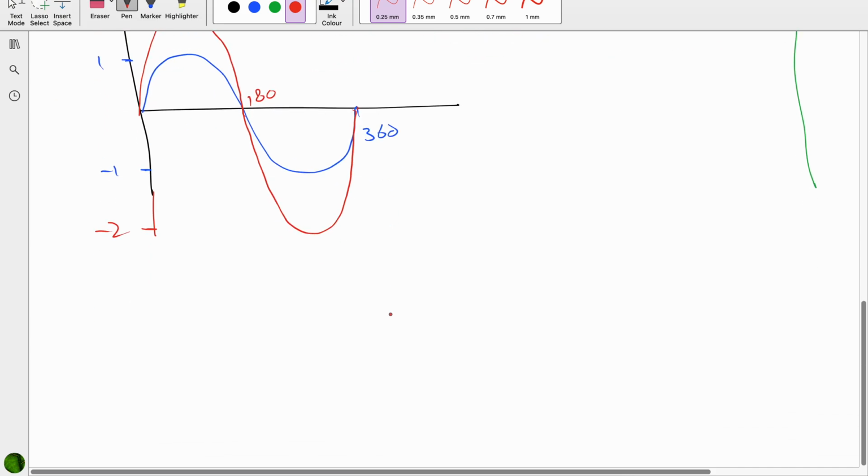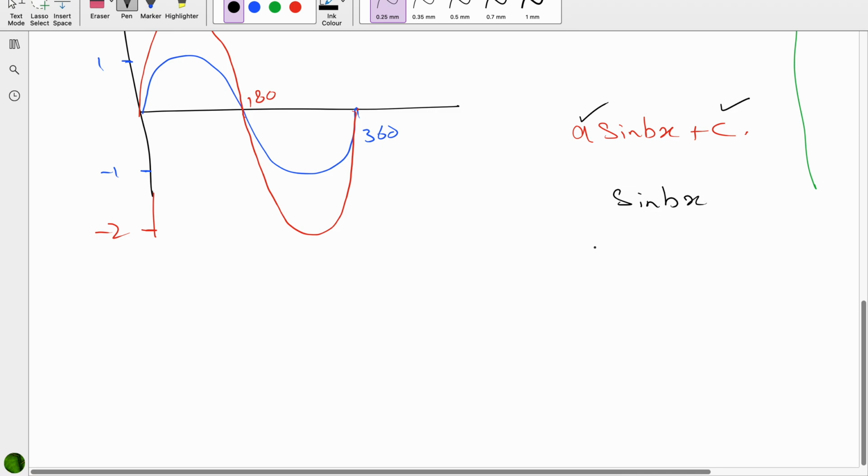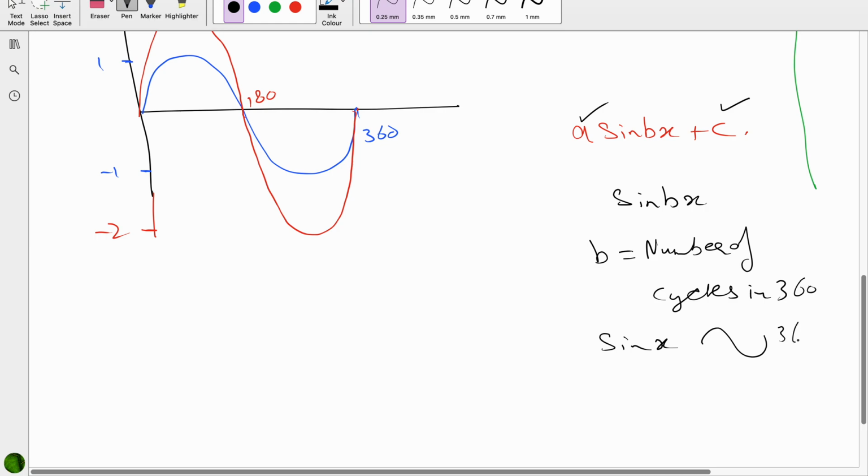So after we're done with A, let us now discuss B. It was A sine bx plus c. Now when we are discussing B, let me eliminate A and C for now, and we'll bring them back later. Now B is basically the number of cycles in 360. For example, if I say sine x, there is one curve in 360. When we say sine 2x, there will be 2 complete cycles in 360.